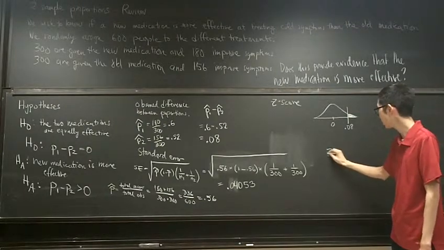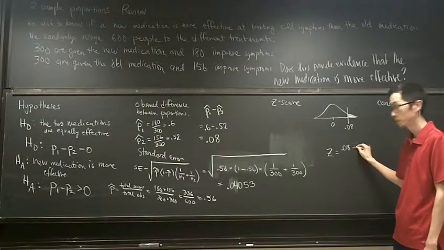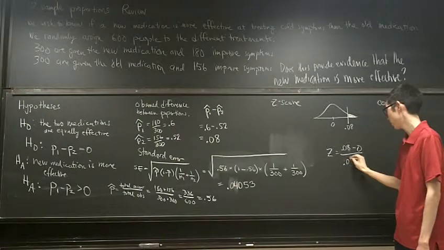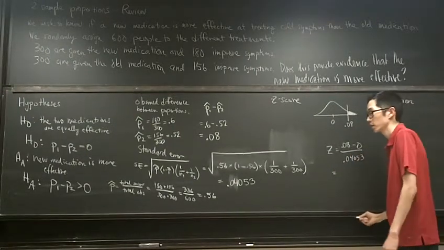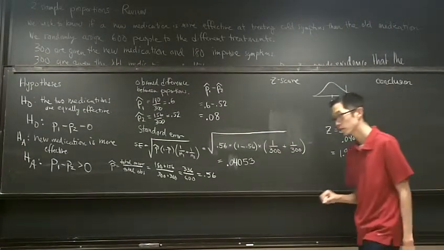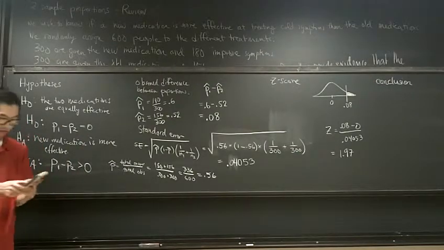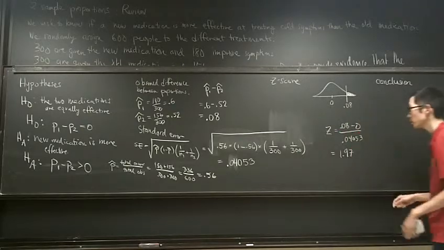So my z-score is going to be 0.08 minus 0, divided by 0.04053. And what do I get? 1.97? Is that what we get? Okay, so I get 1.97.